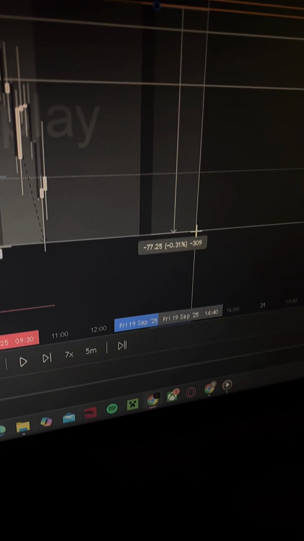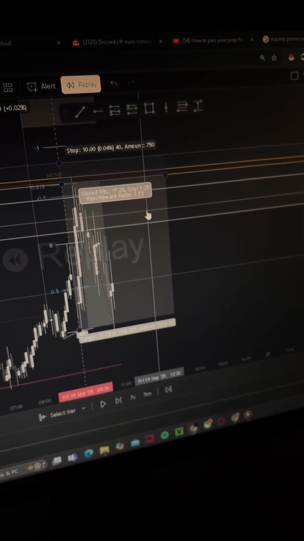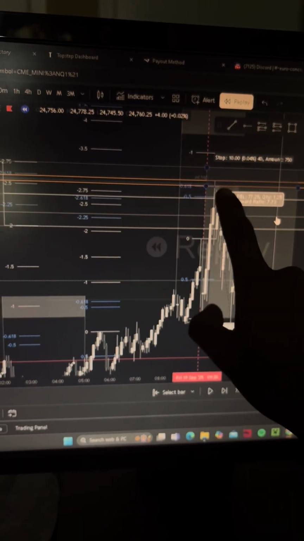Oh, bam. Ten-point stop. You would have caught 77 points. 7-to-1 risk to reward ratio, just using the deviations and your OTE. Just using that, I would have, you know what I mean? But I caught that one reversal.